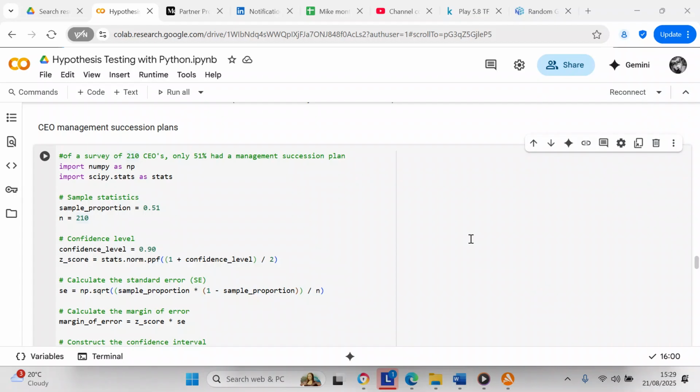So it's 0.51 times (1 minus 0.51), so that's 0.49, divided by n, which is 210. And then you take the square root of that.